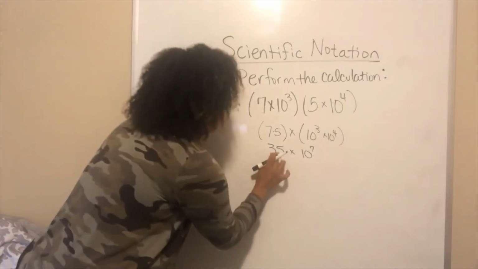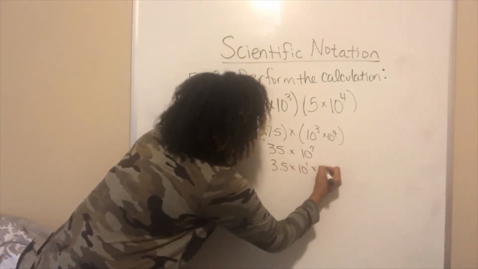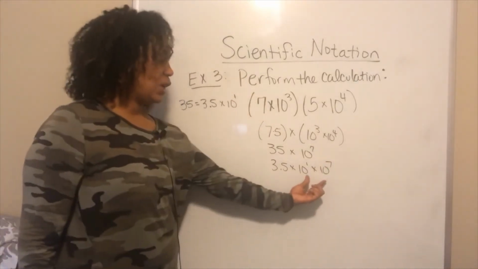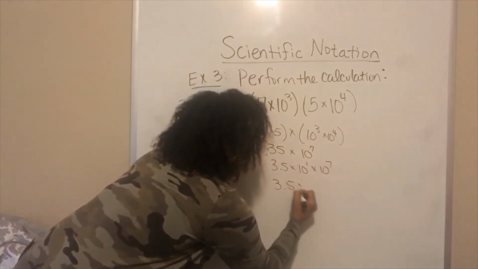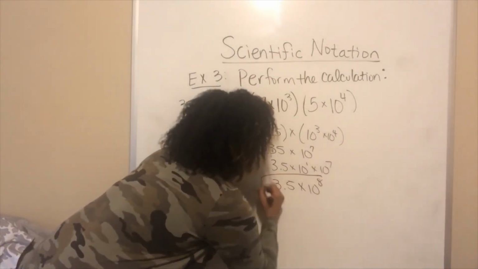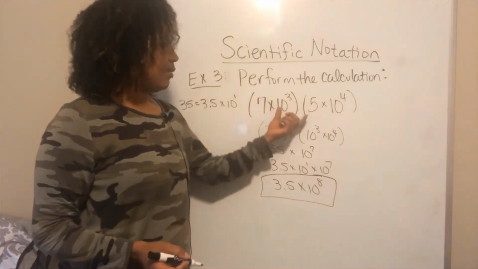So 35 is equal to 3.5 times 10 to the first, and I still have the times 10 to the 7th. Again, in order to combine these two, I would have to add the exponents. So this would be 3.5 times 10 to the 8th. So that will be my final solution to this calculation.